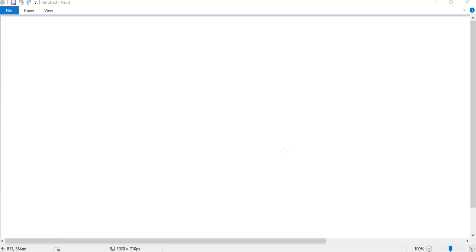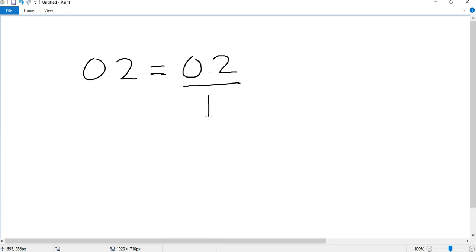Let's do an example. Let's say we had to convert 0.2 into a fraction. So 0.2 is a decimal number. Now, how do we convert it? Firstly, we write it out as a fraction. So 0.2, always do this, right? Put the decimal over 1. Okay, now it's a fraction.